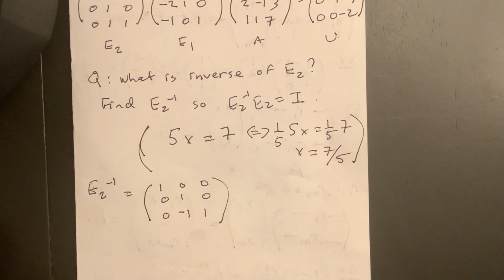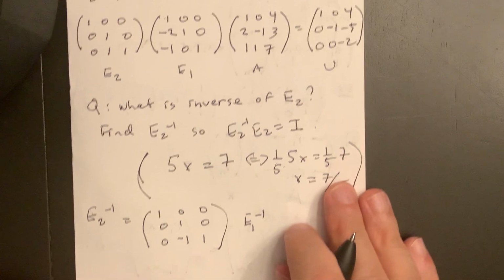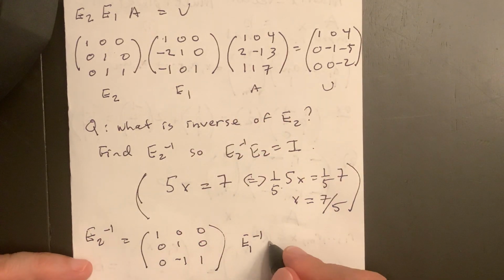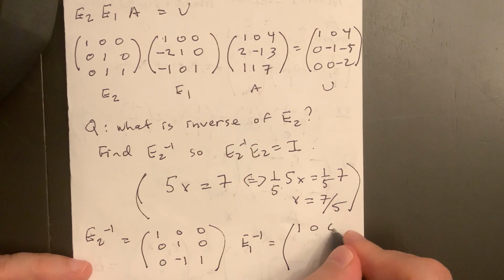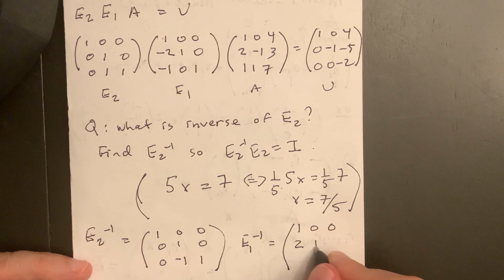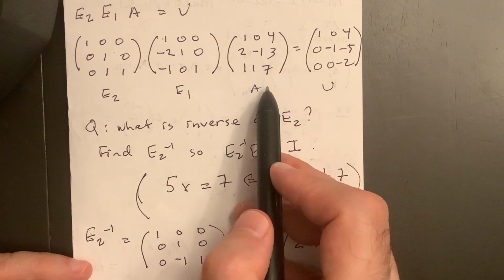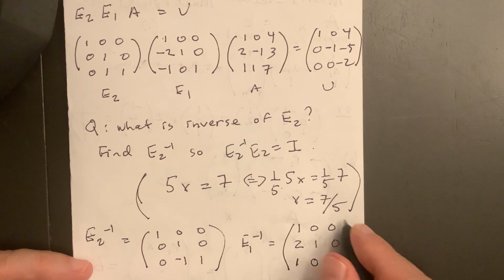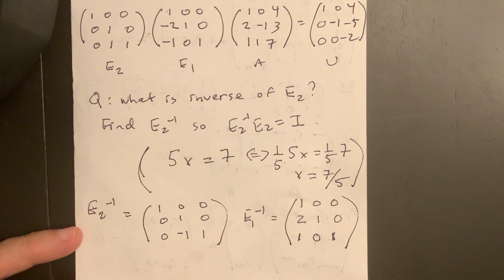Now, you try. What do you think E1 inverse should be? Well, E1 took -2 times the first row and added it to the second. So I should take +2 to undo that. And it took -1 times the first row and added it to the third. So I should take +1 to undo that. Okay, so that's E2 inverse and E1 inverse.